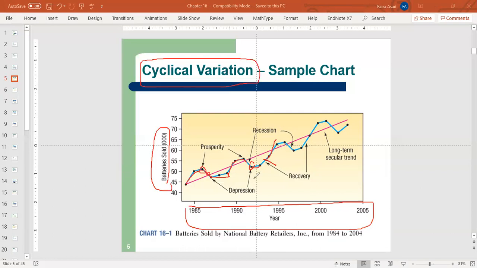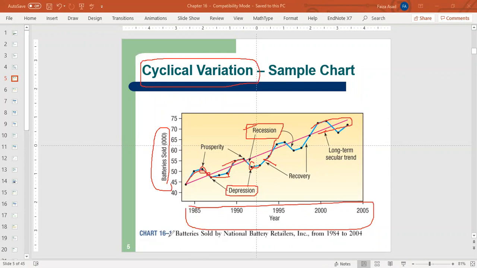Recession and depression are almost the same thing, but when we have a downfall in two consecutive quarters, we can say it is a recession. Depression is a prolonged recession, or you can say depression occurs over a long time period. So this pink line is basically showing the long-term secular trend above the cyclical variation.